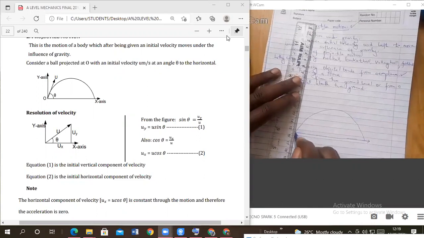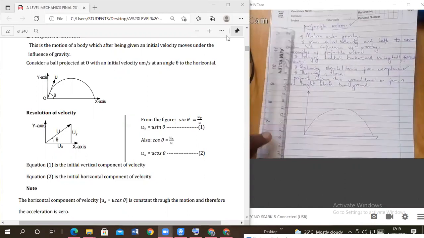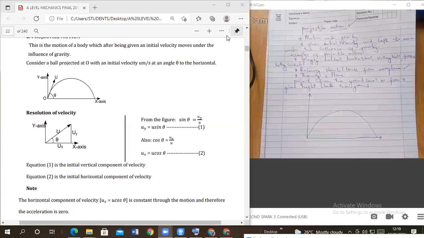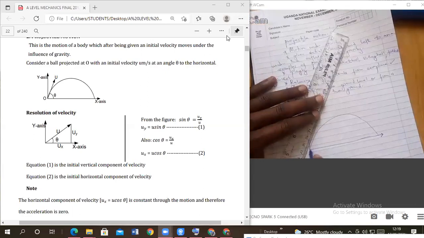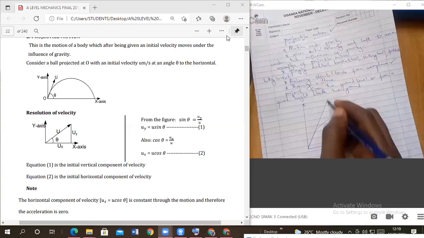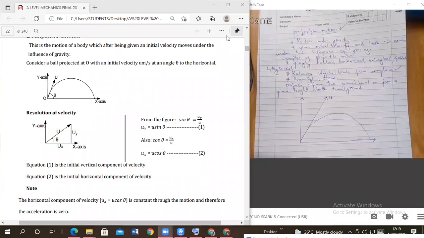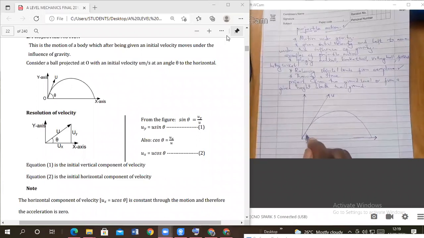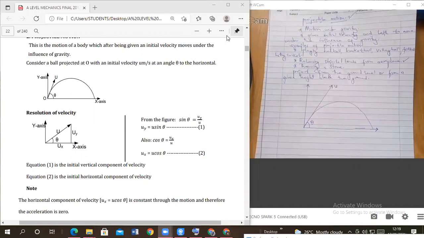A projectile has two components: the vertical components and the horizontal components. The speed must be tangential to the path. So the speed will be like that. This is the speed u. This is the x direction, this is the y direction, and it's projected at a given angle, theta. Members, when you look at that, we can generate two components of velocity.